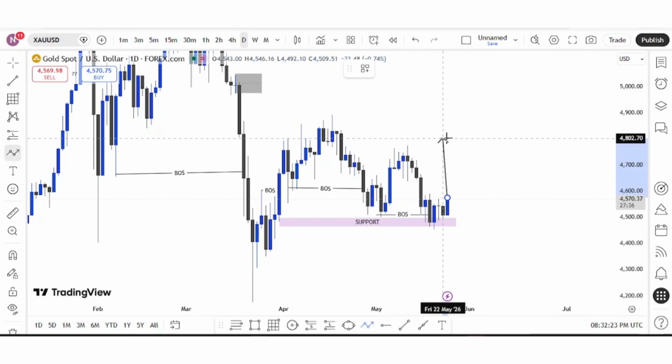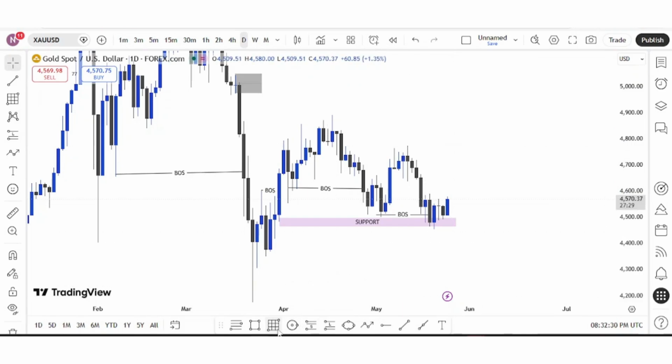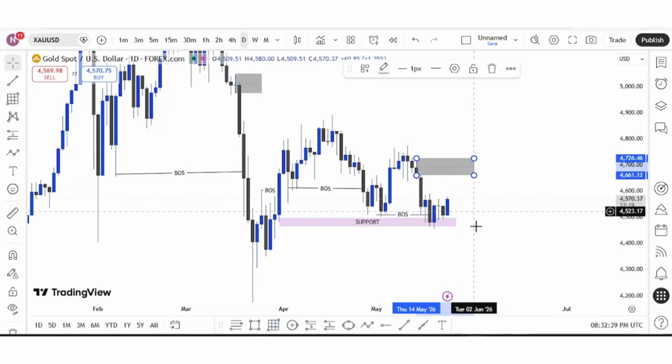SMC strategy is being traded. If price causes a break of structure, price was supposed to react to the origin that caused that break of structure and send the price down. But in this situation, there are two things involved here.